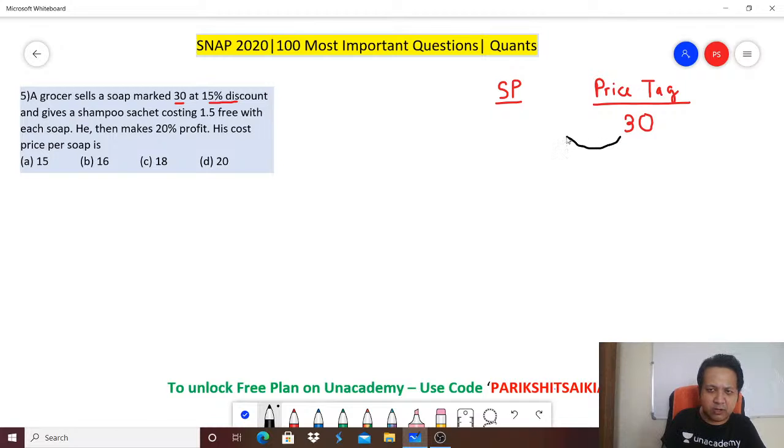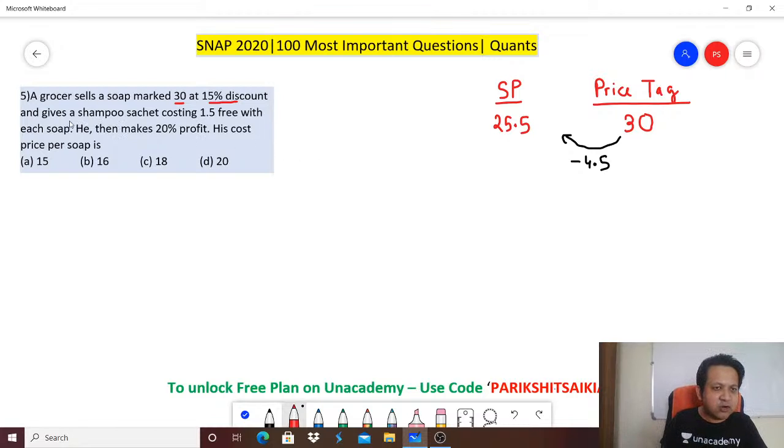15% of 30, how will you calculate? 15% of 30 is 4.5. So it means 4.5 is the discount. So 30 minus 4.5 comes out to be 25.5, which is the selling price.